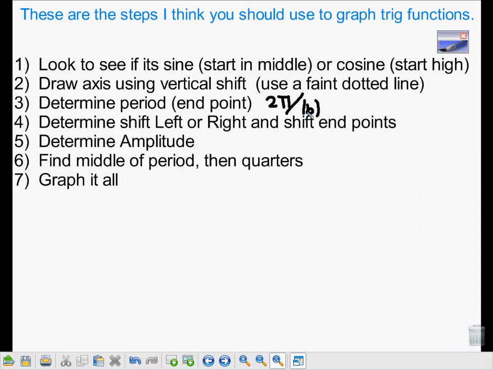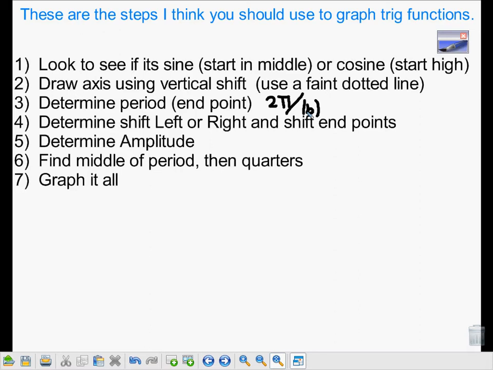So step 4, determine the left and right shift endpoints. Determine the shift, so the left and right endpoints. Just like I did yesterday, it ended up to be 4 pi is the total period sometimes. And we're going to need to find those endpoints in step 4. 5 is determine the amplitude. That's just a number in front. That's one of the easiest things you could do. And then find the middle of the period and then quarters, kind of like what I did in the homework problems I went over. And then you just connect all the dots.